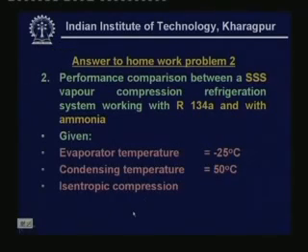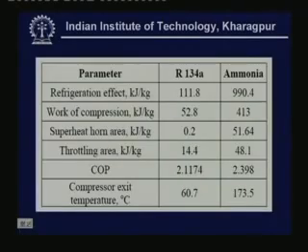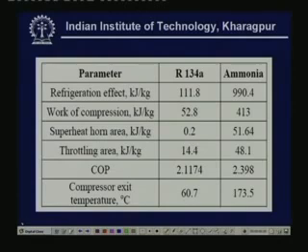The second problem was the comparison between a simple saturated vapour compression system working with R134A and with ammonia, for the same evaporator and condensing temperatures and isentropic compression. The evaporator temperature is given as minus 25 degrees centigrade and the condensing temperature is given as 50 degrees centigrade. So, again here the performance comparison is shown. In fact, this is for R134A, which I have worked out in the last class. So, I asked you to work it out for ammonia.